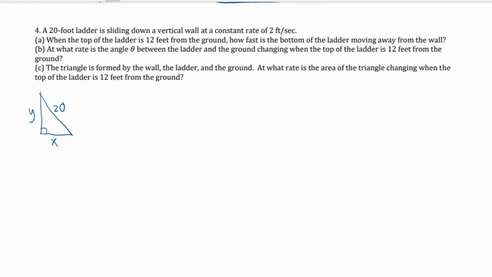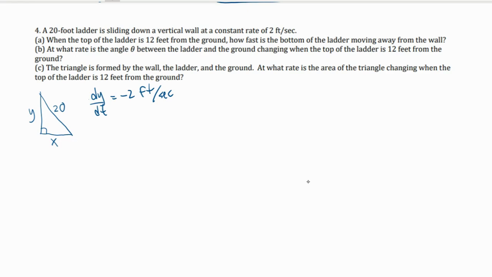So sliding down means the distance is decreasing. So dy/dt is negative 2 feet per second. So again, keep in mind your positives and negatives, because it will make your entire answer wrong if you have a negative or a positive where it shouldn't be. Y is decreasing by 2 feet per second because the ladder is going down the wall.